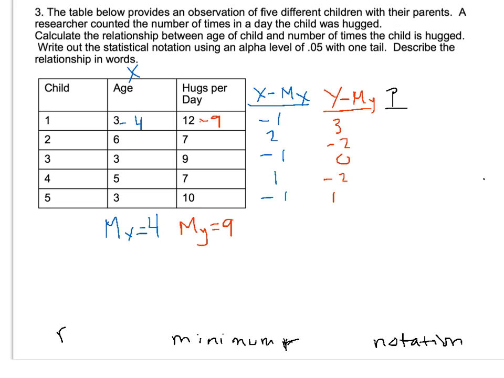The next thing I'm going to do is come up with my products, and I'll just leave it as P for my products, and I'm multiplying across each of these numbers. So I am left with -3, -4, 0, -2, and -1. And finally, I add these together, and I come up with -10. So -10 then is my SP.